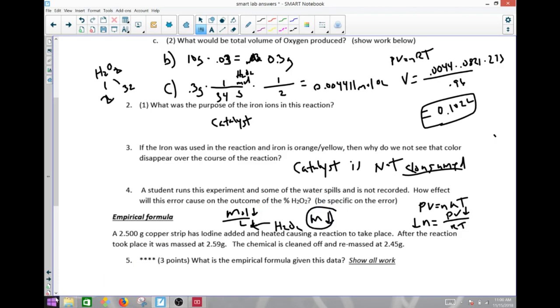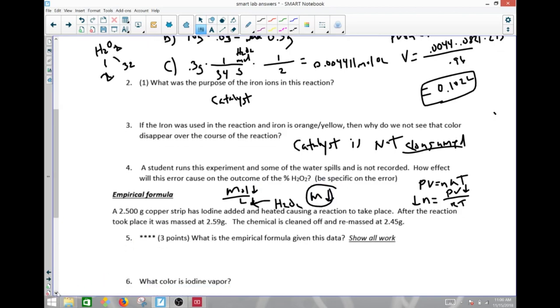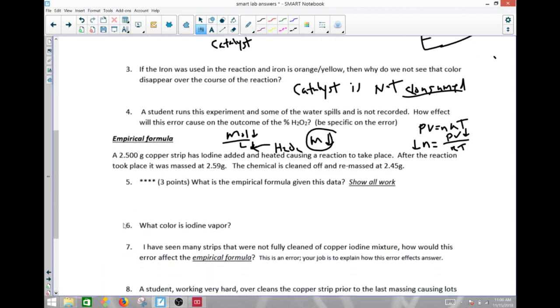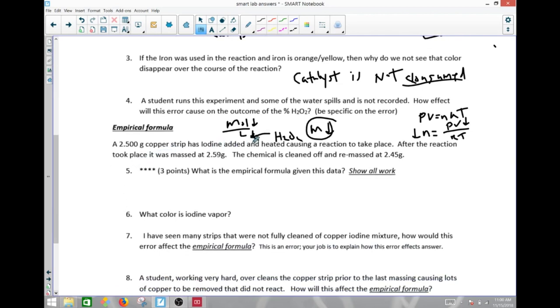All right, last lap. A 2.5 gram copper strip is heated with iodine and the reaction takes place. After the reaction took place, it was 2.59. It was cleaned off, and it's 2.45. All right, what is the empirical formula given the data? Show all work.